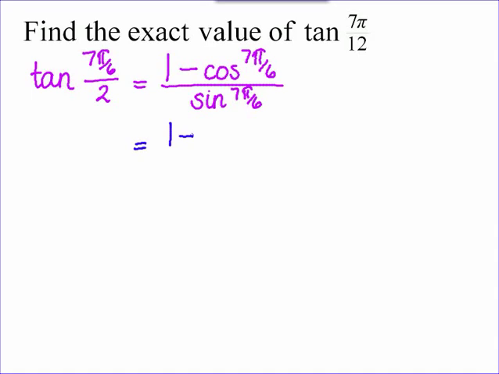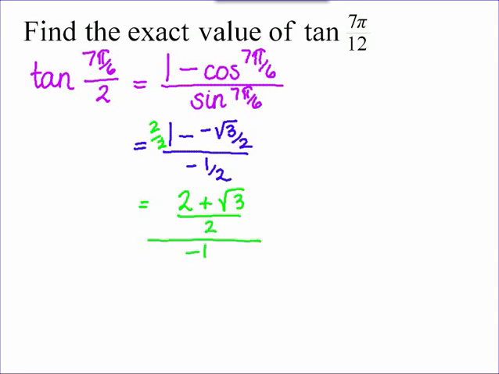Is that on our pink sheet? What is the cosine of 7 pi over 6? Negative root 3 over 2. What is the sine of 7 pi over 6? Negative 1/2. Good job. Then now we're going to do a lot of the same simplifying that we did before. I'm going to take this times 2 over 2. So I end up getting 2 plus root 3 divided by 2, all divided by negative 1/2.